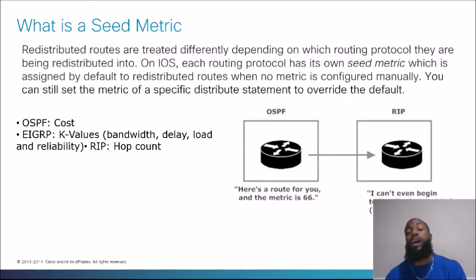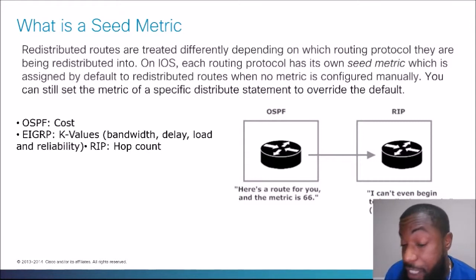If you take a look at this bottom right, this image right here, we've got the OSPF on the left-hand side. It says, hey, I got a route for you. The metric is 66. RIP, you know what the maximum hop count for RIP is, right? 15. That's why at the bottom right here, he says, I can't even begin to handle that metric, and he faints. 66 hop counts is too much, right? Because the maximum hop count for RIP is 16, or actually it's 15. Anything beyond that, it just won't even show up in the routing table. It'll just drop that route, right?